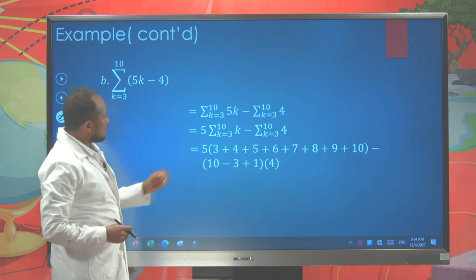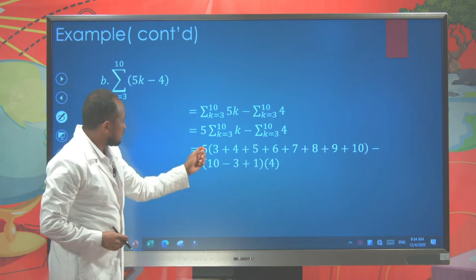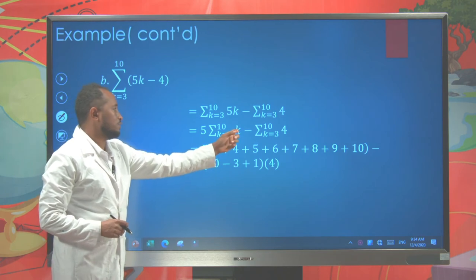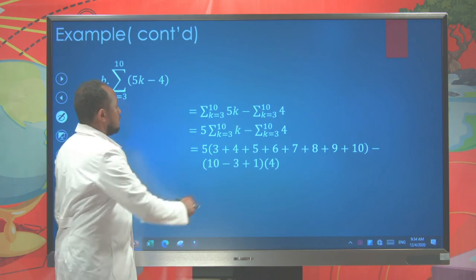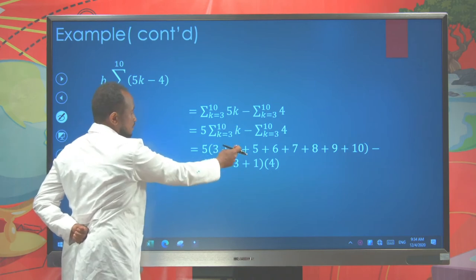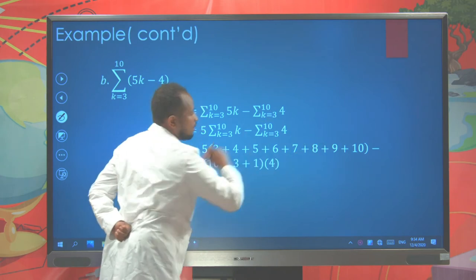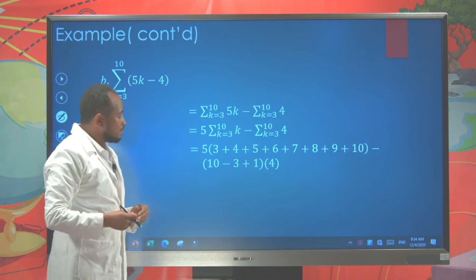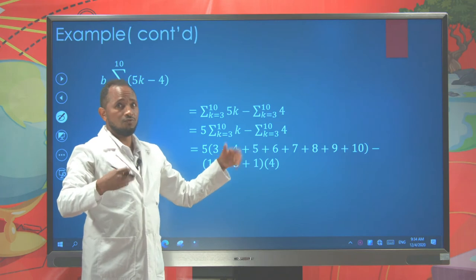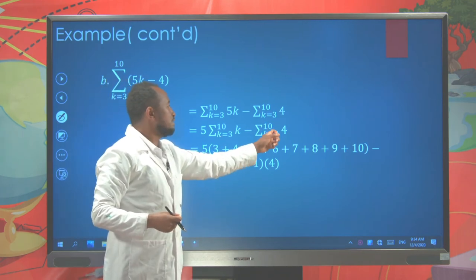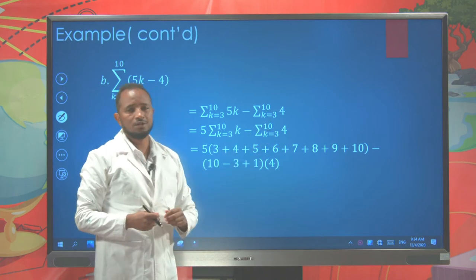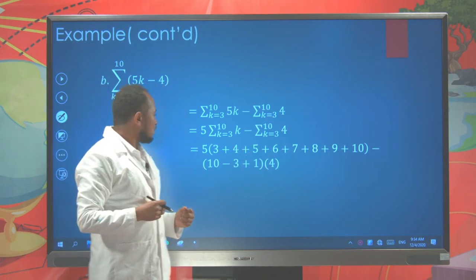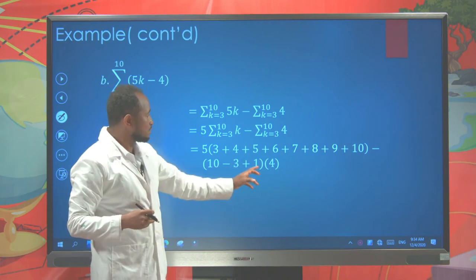Let's continue. So this equals 5 times, and here you have to focus, k starts from 3. So you put 3 and up to 10. So 3 plus the next term, 4, plus up to 10. You have this minus the summation of this constant number. If you remember, for the summation of a constant C, to find the number of terms, simply take the difference of these indices, 10 minus 3, and add 1. 10 minus 3 is 7, plus 1, 8. We have 8 fours here.